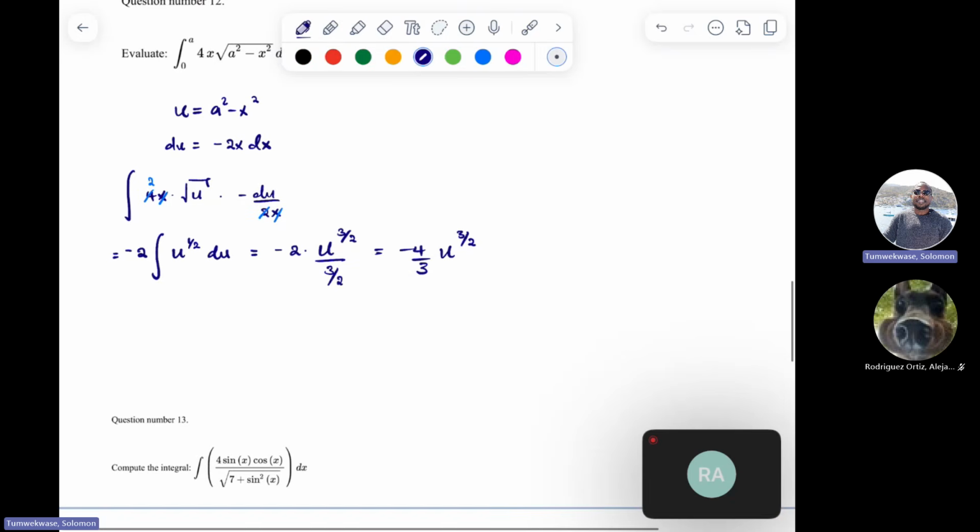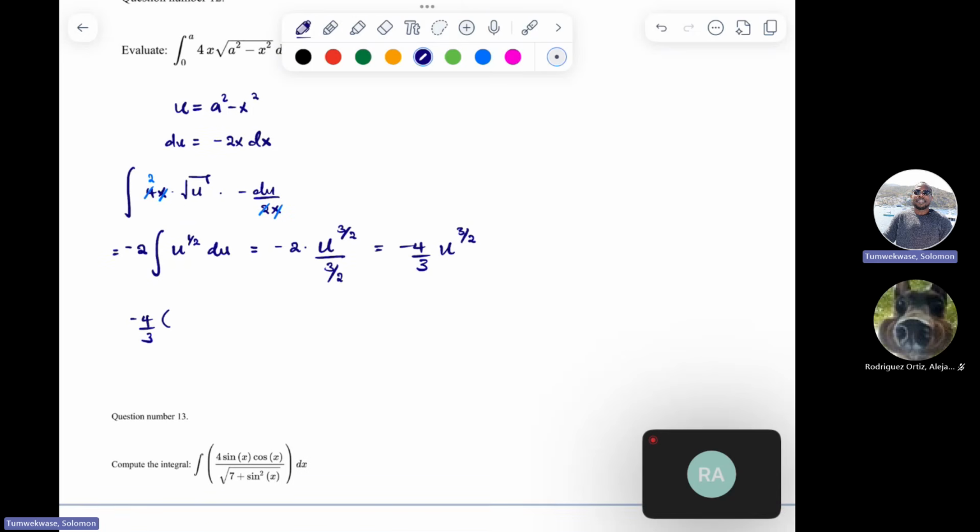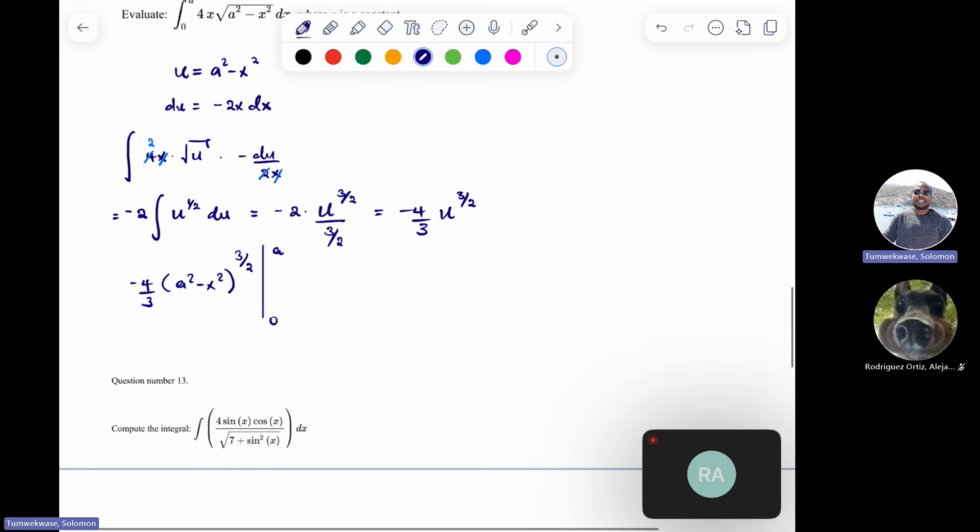So my first option, I can change this answer from u to x. So this will be negative 4 over 3 times u, which is a squared minus x squared, then to the power 3 over 2. And then I'll take limits from 0 to a. And when I do that, I'll have negative 4 over 3 into, substitute a where there is x. So I'll have a squared.